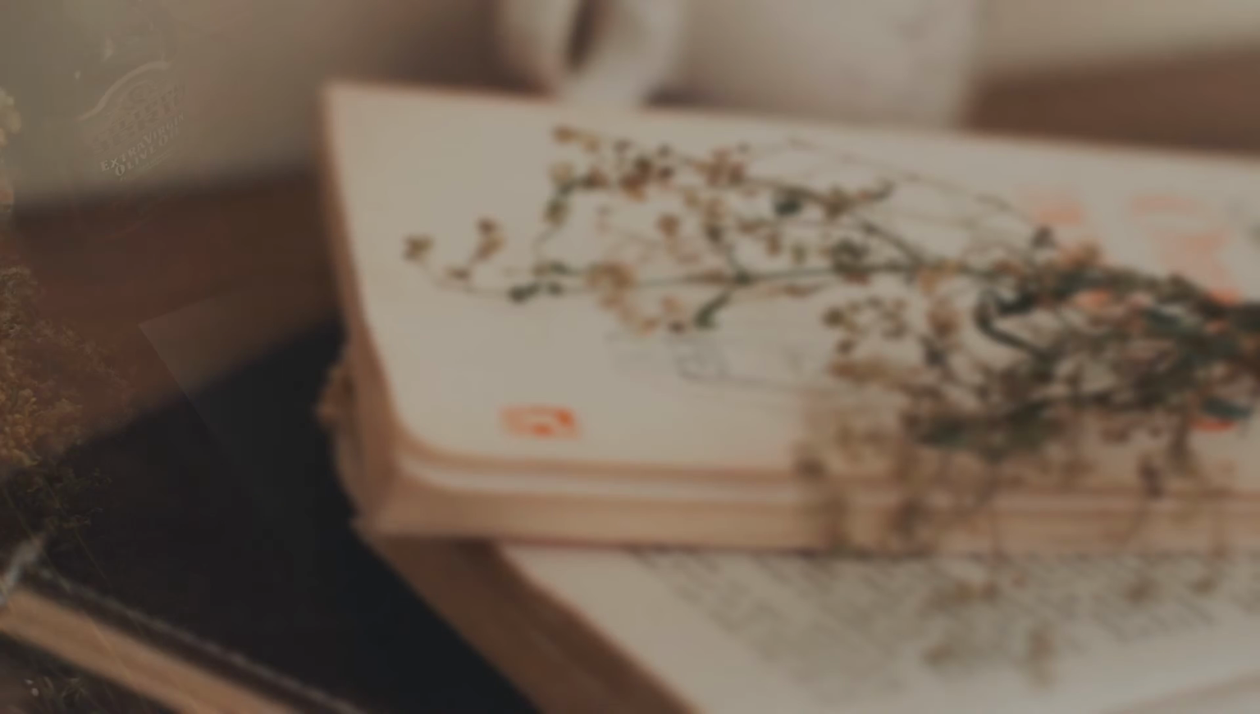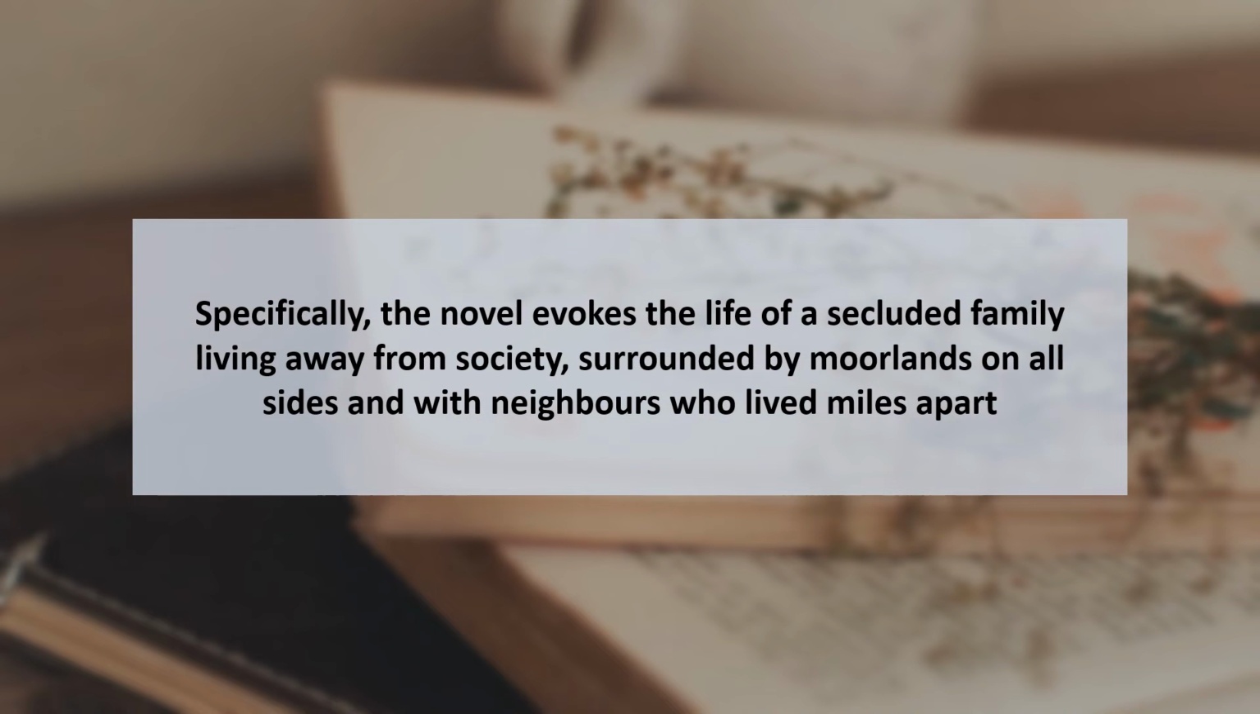The range of the novel thus is vast and its timeline is complex. Specifically, the novel evokes the life of a secluded family that is living away from society, surrounded by the moorlands on all sides and with neighbors who lived miles apart.